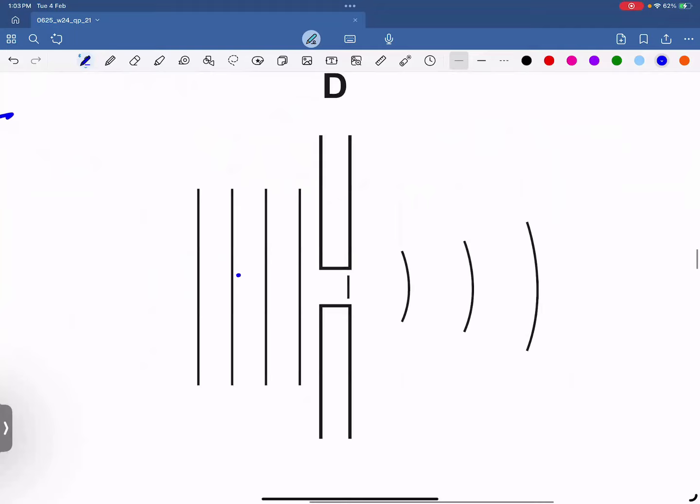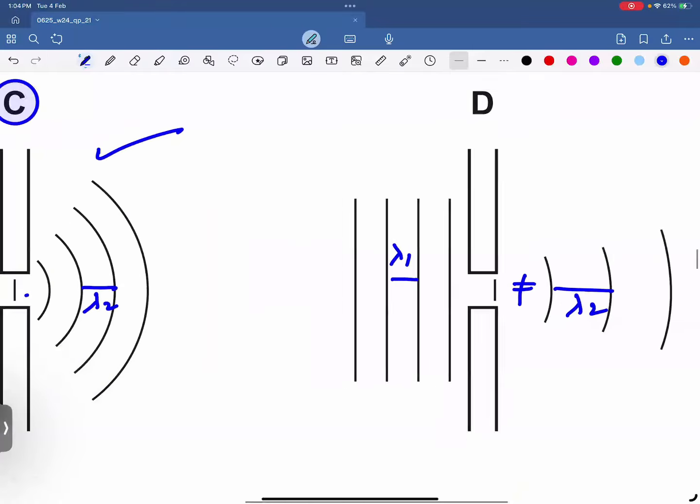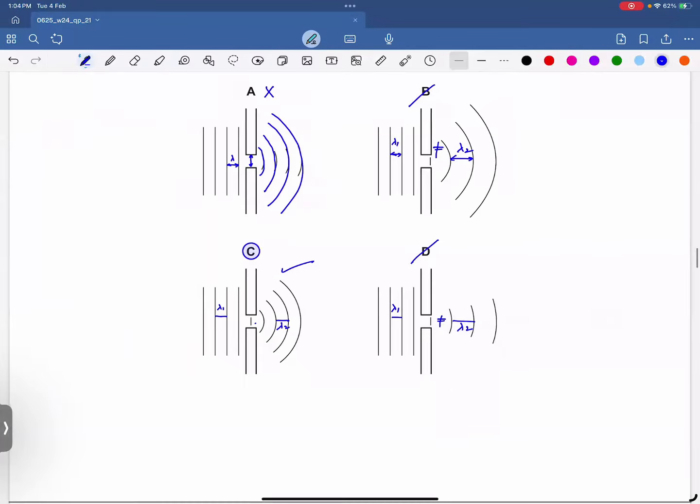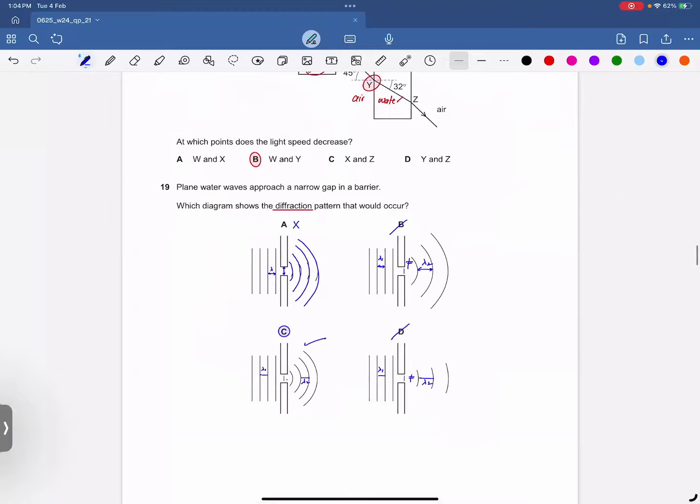Let's see what's wrong with D. D, double mistake. Neither the wavelength is same nor the spreading is taking place. So D is also wrong. The option is C, my dear students. We proceed to question number 20 now.